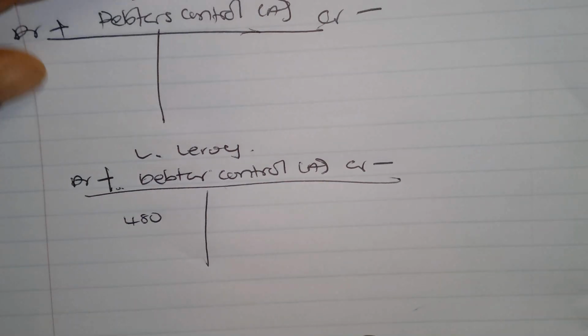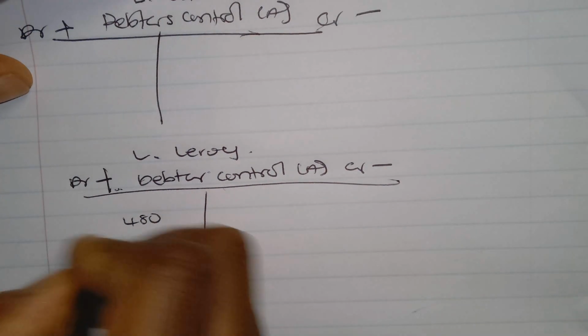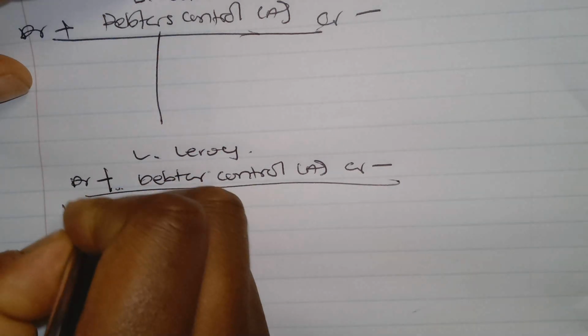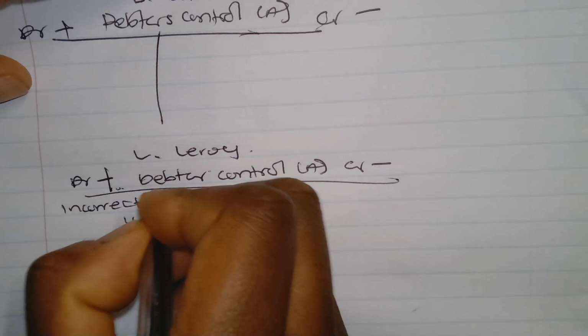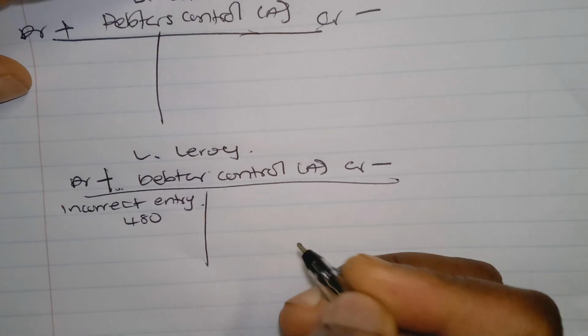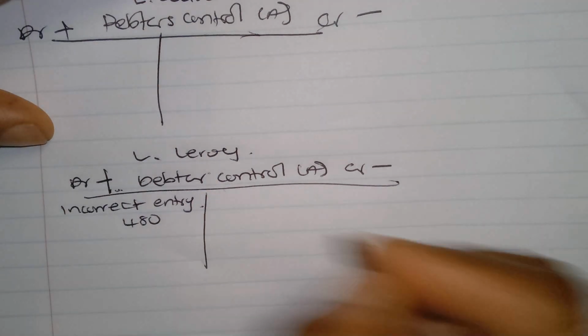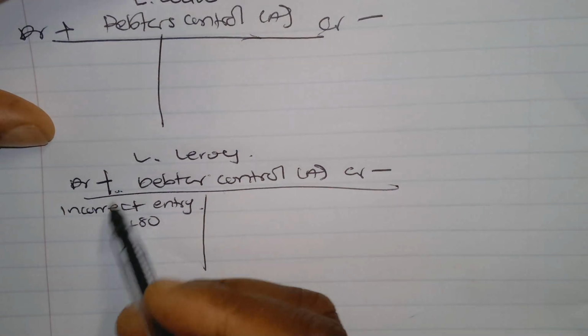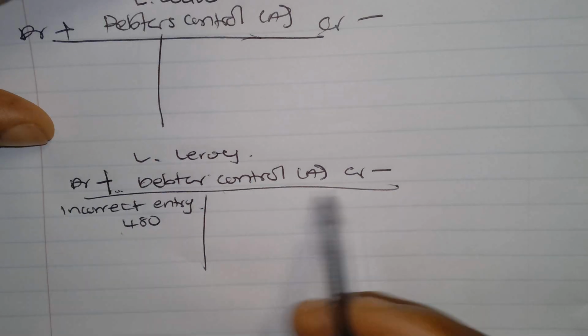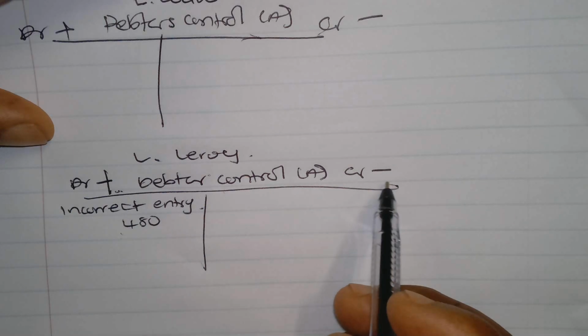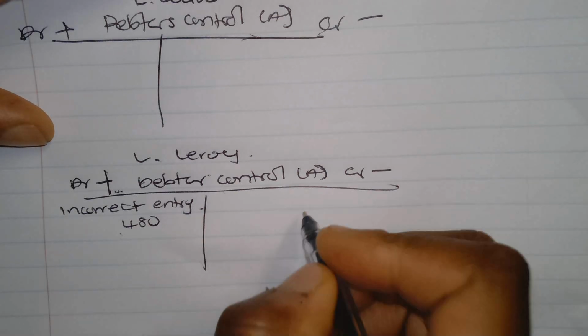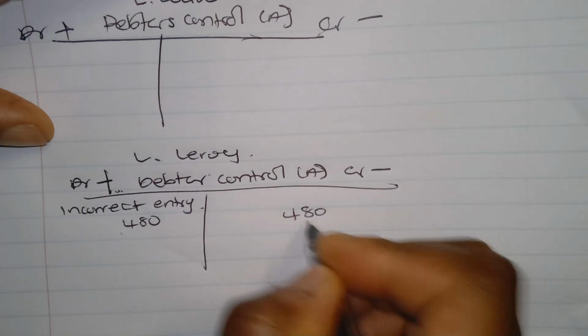Incorrectly posted. You understand? This is the incorrect entry. Right? Now how do we correct it? We put it on the opposite side. Why? Because we want to cancel that positive with what? With a negative. And at the end, I'll have nothing here on this account, on this guy's account.